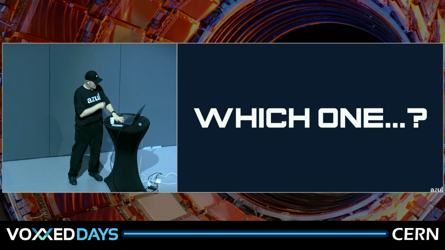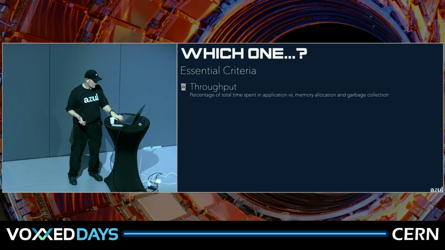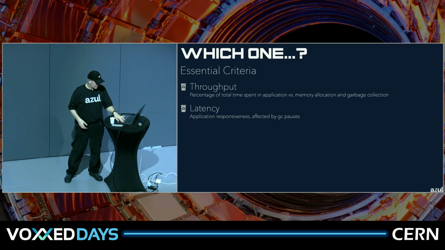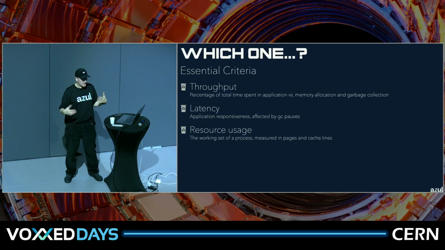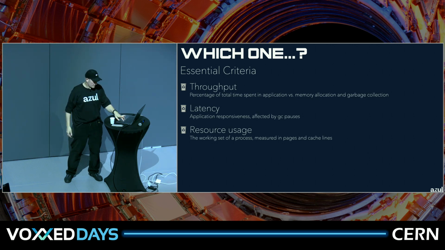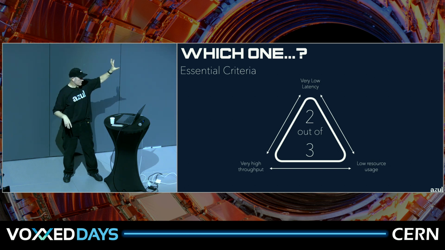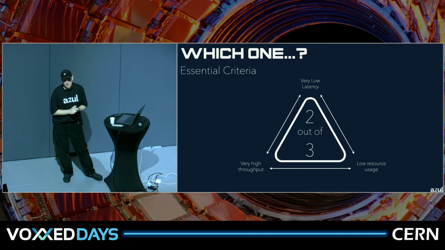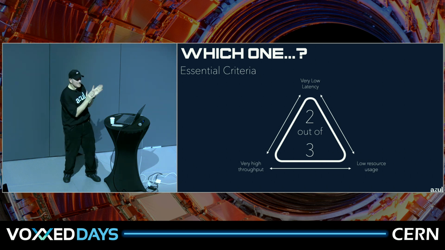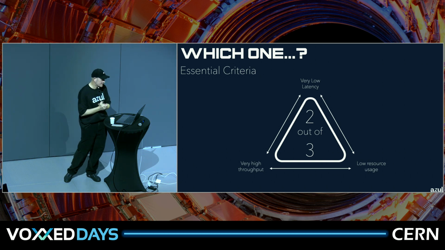This is the big question. Which collector to use, right? So we have throughput, latency, and resource usage. These are the three dimensions we can work with. To make it easy, you can only pick two out of three. You can say, I would like to have very high throughput and very low latency. Sorry, resource usage won't be low, right? You can say, oh, I need very low resource usage and very low latency. Sorry, you don't get high throughput. But still, with this, you can't really choose one, right?